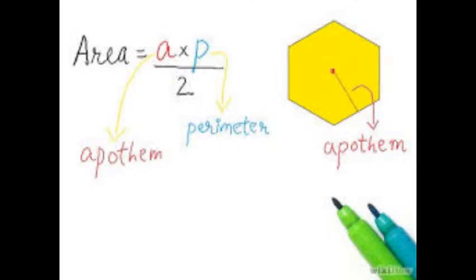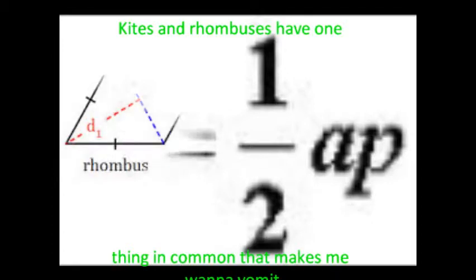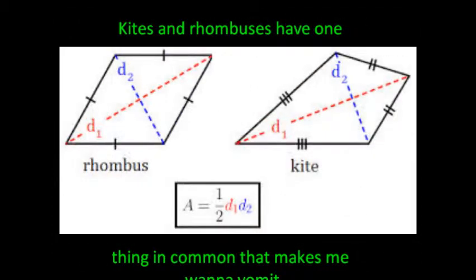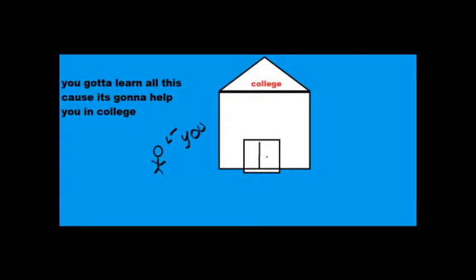Regular polygon, use one of the formulas to find the area. It is half of the perimeter multiplied by the apothem. It gets easier. The kite and rhombuses have one thing in common: you have to divide them in half to find the area of the triangle. You gotta learn all of this because it's gonna help you through college.